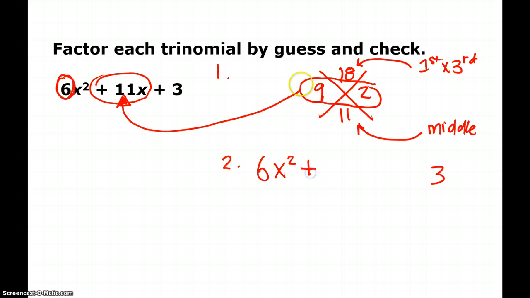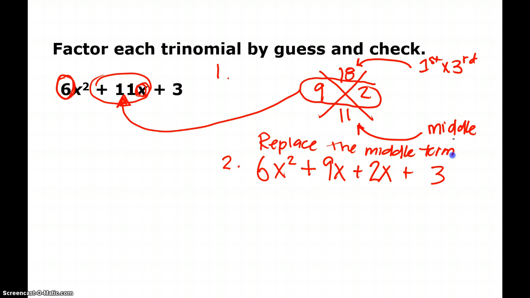So they're both positive, so I'm going to do plus 9x and I'm going to do plus 2x. And you have to make sure that they have an x with it, because 9x plus 2x gives me the 11x. So write that in your notes, however you want. Draw some arrows and do it however you want in your notes, but replace the middle term. And I would say replace the middle term with whatever you get in your x. Okay? After you do that, you are going to just go back to factor by grouping.